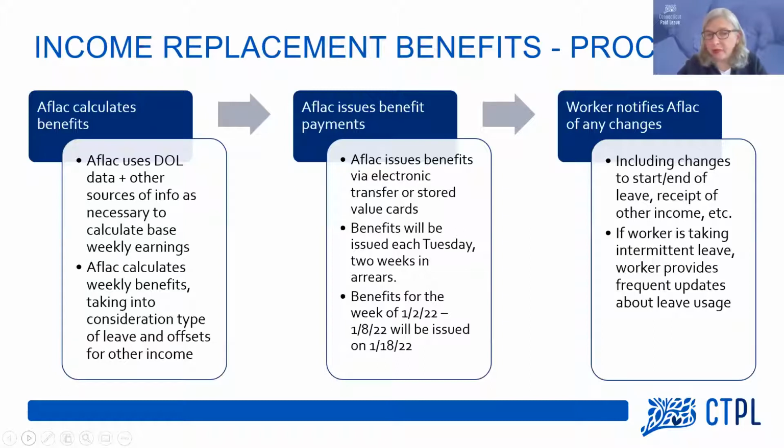We need that extra time to validate the employee's identity, make sure we don't have identity theft, to validate the offsets and other income, and make sure that the calculations are correct. Employees are required to notify us of any changes. If they need additional time, if they go back to work earlier, if it's intermittent leave, they need to let us know when they're actually taking the leave.